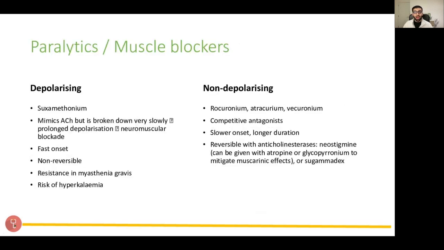Then we have the paralytics. Again, just know that suxamethonium or succinylcholine is the main depolarizing one, which means it causes a contraction before it causes the relaxation, whereas the non-depolarizing ones are the ones that just cause relaxation straight away. Suxamethonium is not reversible, however, which is what makes it more difficult to manage, but there are easy reversal agents for non-depolarizing blockers. Classically, we've given neostigmine and glycopyrrolate, glycopyrronium, but there's newer drugs such as sugammadex that can directly reverse non-depolarizing blocks.